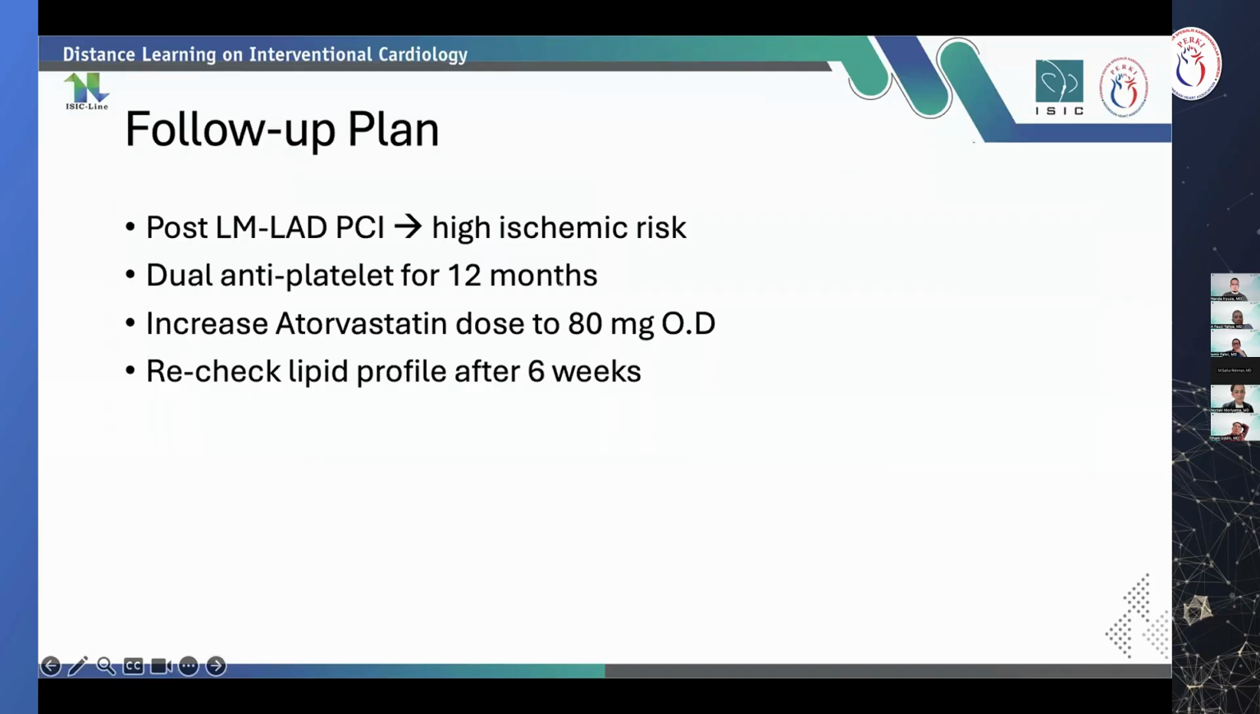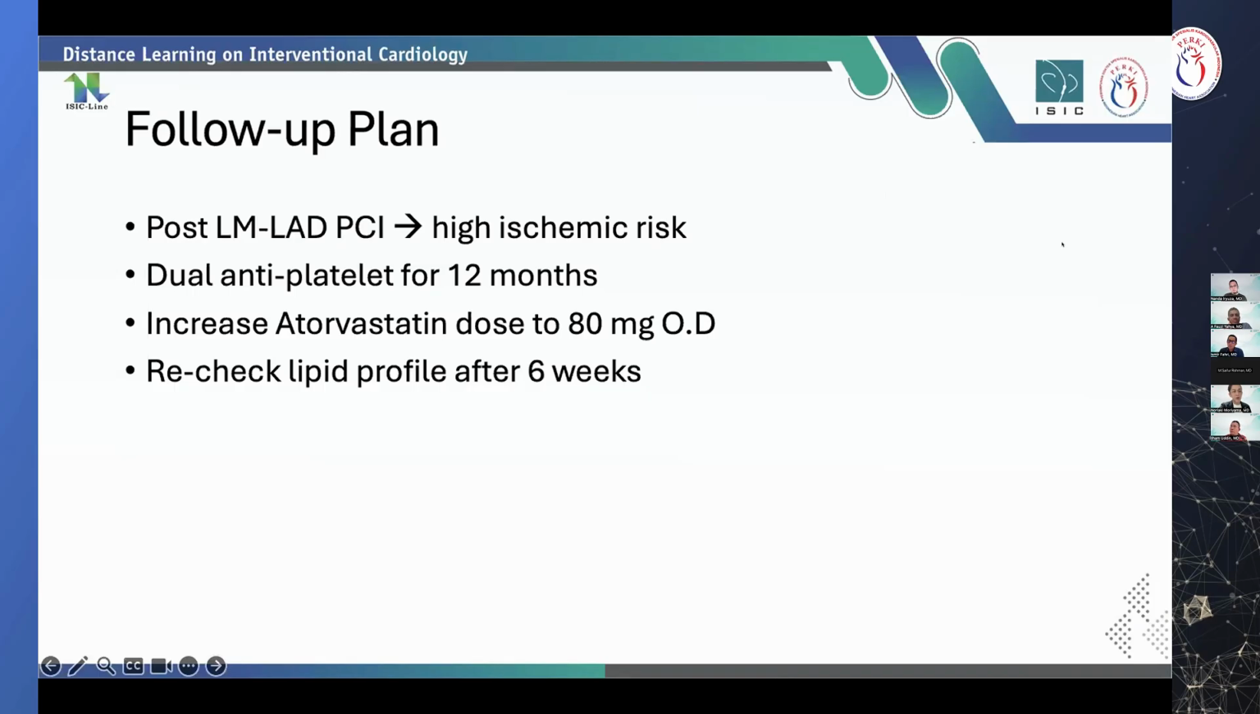Very advanced strategy in dealing with such challenging cases, a very tough case actually. And if you make a misstep in this kind of situation, there would be potentially fatal complications, including closing the side branch. There are too many branches in the LAD, and of course the circumflex as well. So, Dr. Noriaki, would you do anything different from what Dr. Nanda did?